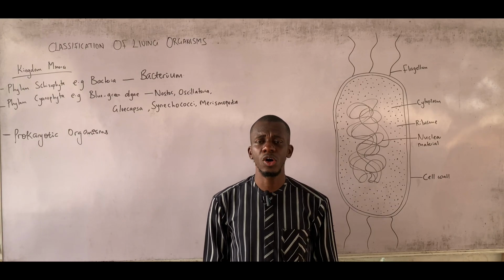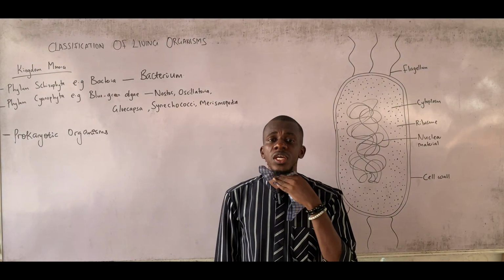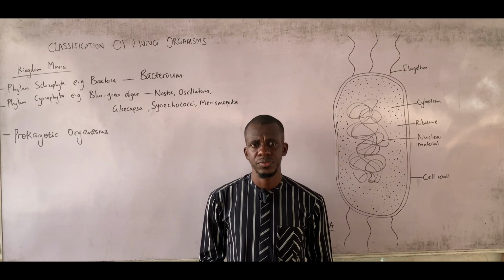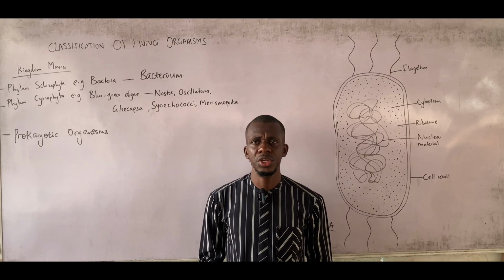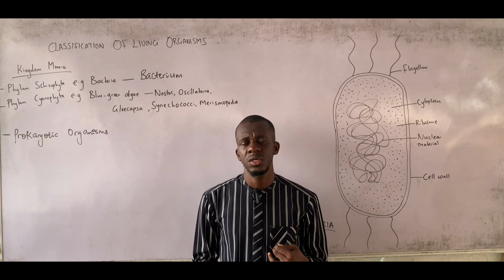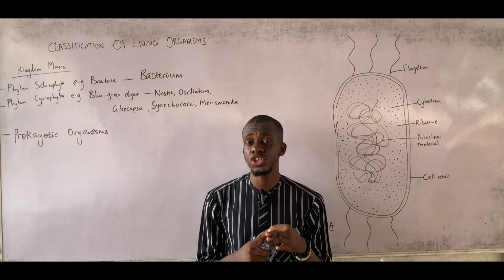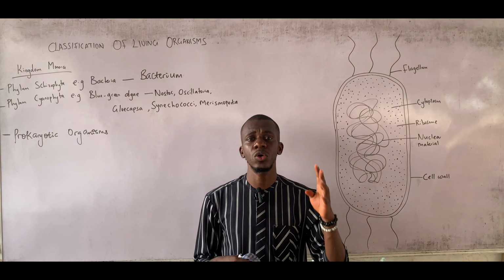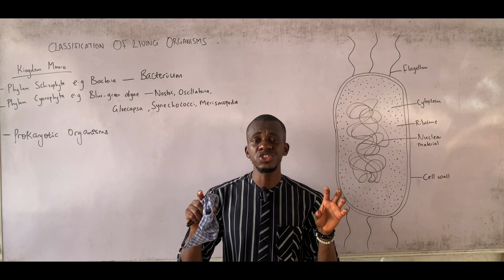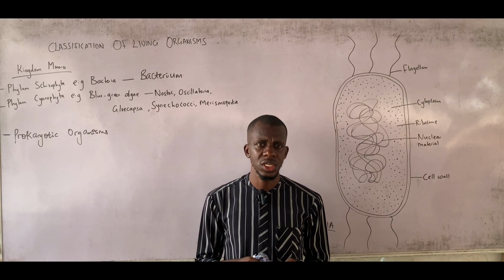Now, the bacteria also reproduces by what we call binary fission. It's a form of asexual reproduction. In the reproduction of a bacteria, we have what is called the lag phase, the exponential phase, the stationary phase, and lastly, the death phase. So these are all phases or stages in the reproduction of the bacteria. You see that now?